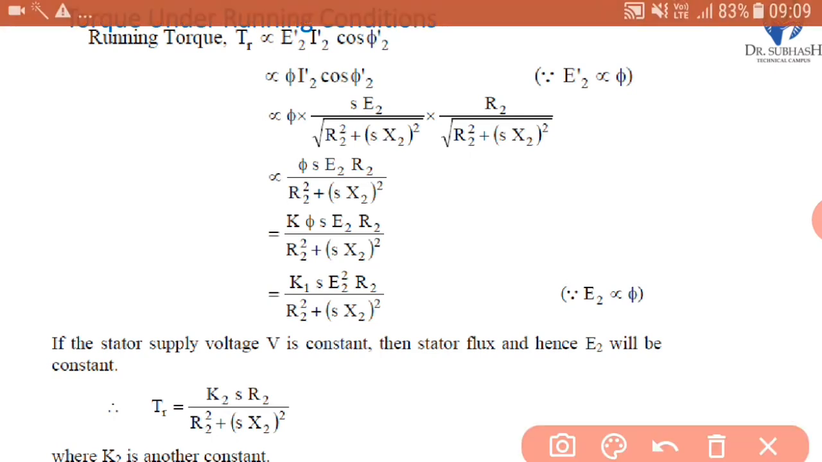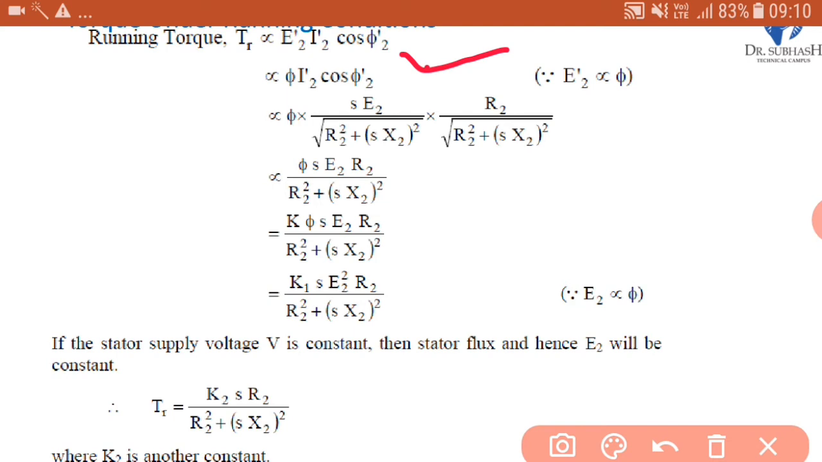Now running torque TR is proportional to E2 dash I2 dash into cos phi 2 dash. Now E2 dash is directly proportional to phi, so we can replace E2 dash by phi. So it is proportional to phi into I2 dash into cos phi 2 dash. Now put the value of I2 dash and cos phi 2 dash in this formula. We get it is proportional to phi into S into E2 upon under root R2 square plus SX2 square into R2 upon under root R2 square plus SX2 square.